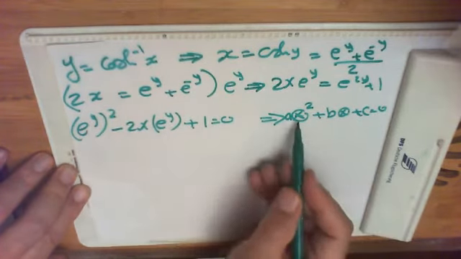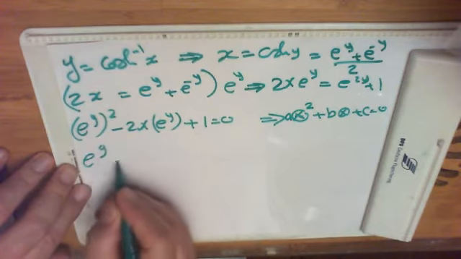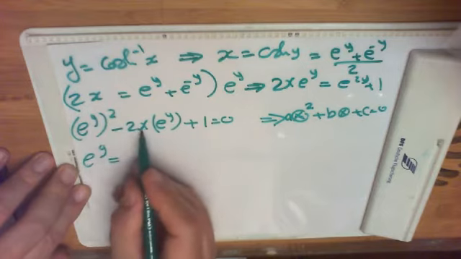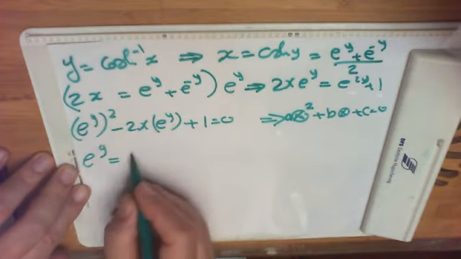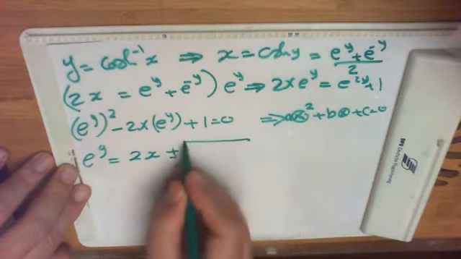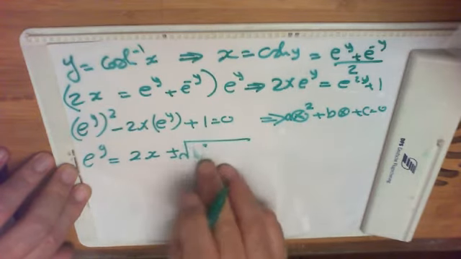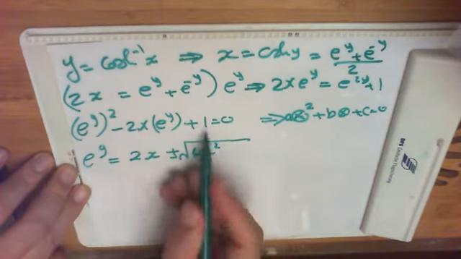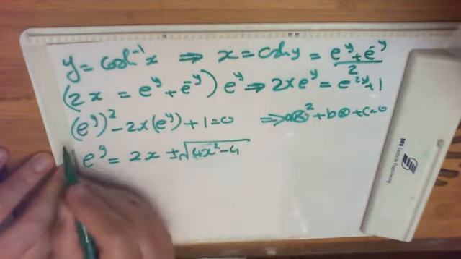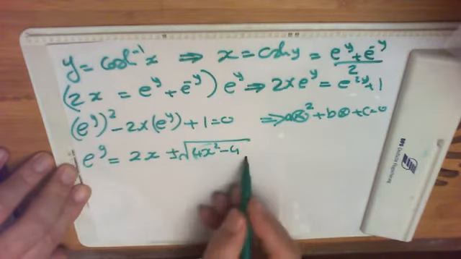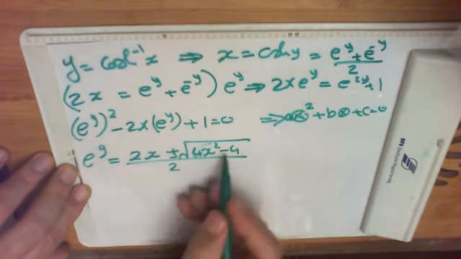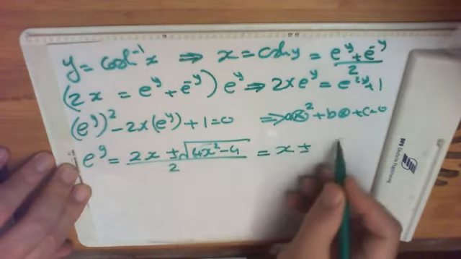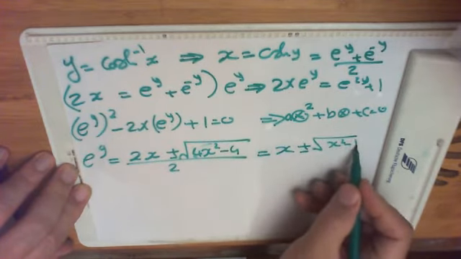Some quantity squared, plus b times that quantity, plus c equals 0. So this quantity is e to y. Therefore e to y equals, a is 1, b is minus 2x, c is 1. Minus b is 2x, plus or minus the square root of b squared, which is 4x squared, minus 4ac, where a is 1 and c is 1, so it's minus 4, divided by 2a, which is 2. Simplify. Take 4 outside, which will be 2. So we have x plus or minus root of x squared minus 1.